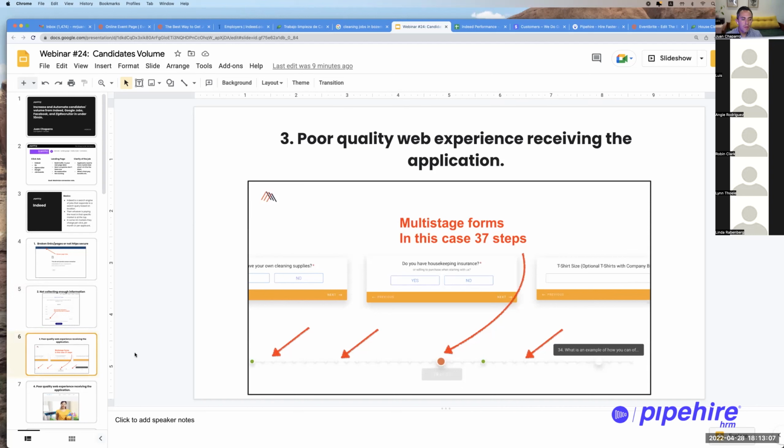Now, another mistake people make is poor quality in the web experience when people are going to apply to your company. For example, this company had 37 steps. I was at 34 right here, and I was at 19, and it had 37 steps to complete. I mean, it's going to take forever for people to complete this. So make sure you don't have 100 questions, but make sure you don't have 2 questions. You have to find a balance between enough information that you need, but not so complicated that people do not apply.